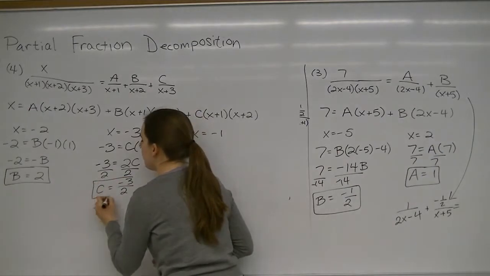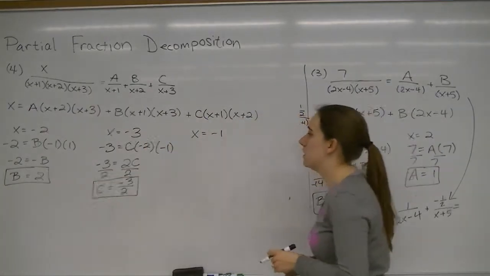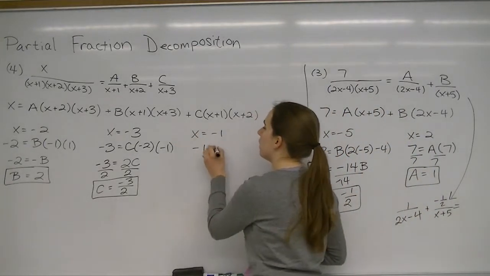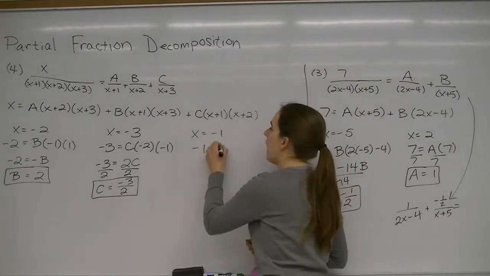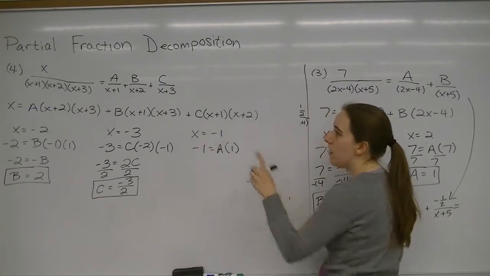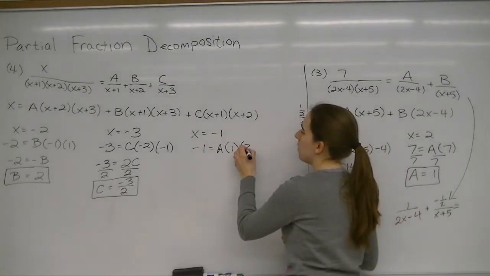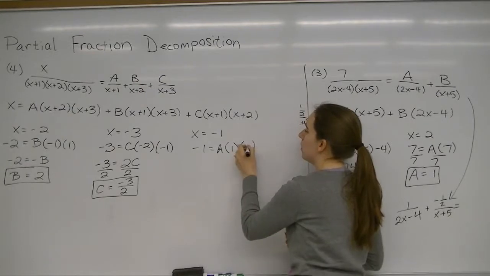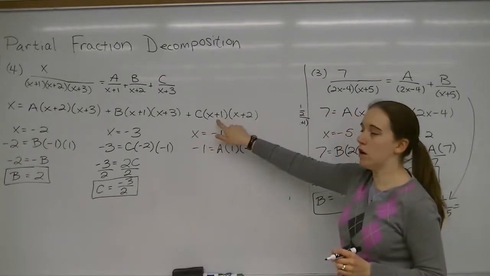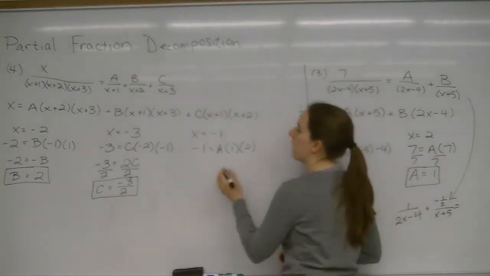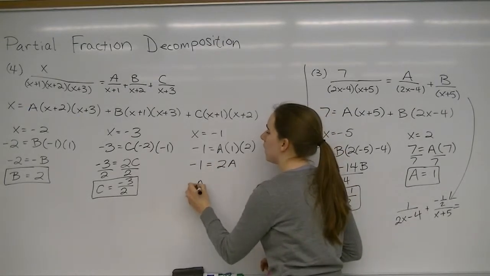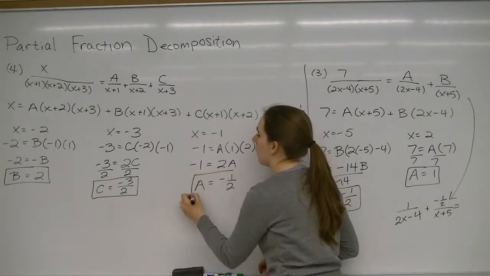So now all we need to know is a. This should give us a, right? So our left side is going to be -1, because it's just x. And we have a times -1 plus 2, which should be +1. And then -1 plus 3, which will be +2. This term will be 0 because this will be 0. This term will be 0 because this is 0. So this is all we have left. So we have -1 equals 2a. So if we divide by 2 on both sides, we'll get a equals -1/2.